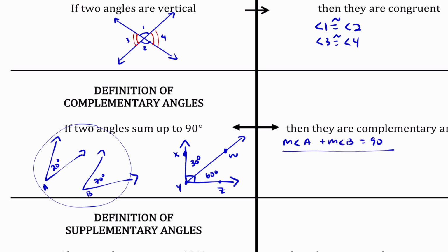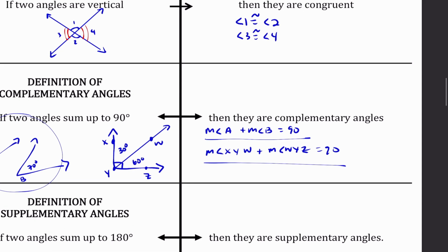And I'm talking about, this is the language of algebra. And then here, we can say that measure angle XYW plus measure angle WYZ is also 90 degrees. Okay?